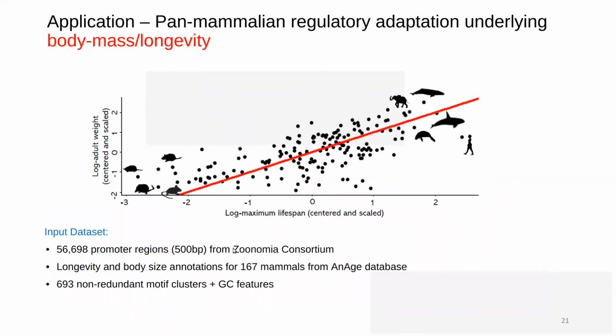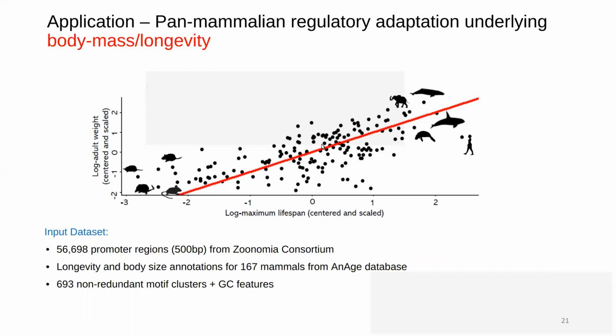So now that we've benchmarked the method, we can see that it generally works. We're going to look at a more interesting phenotype where we actually don't know what to expect. The phenotype we're looking at is the body mass and longevity axis. These two variables are highly correlated. This is lifespan. This is adult weight.